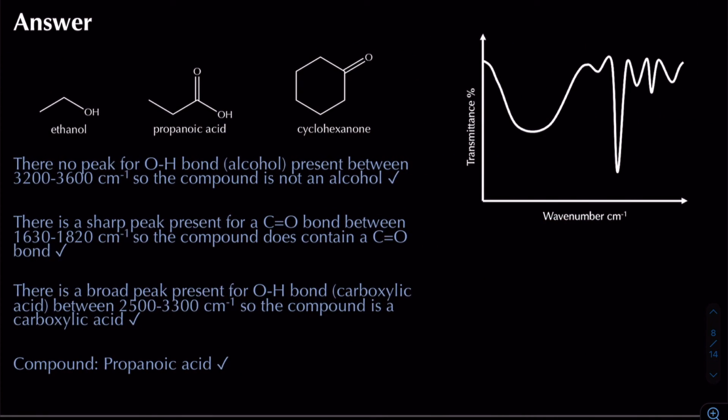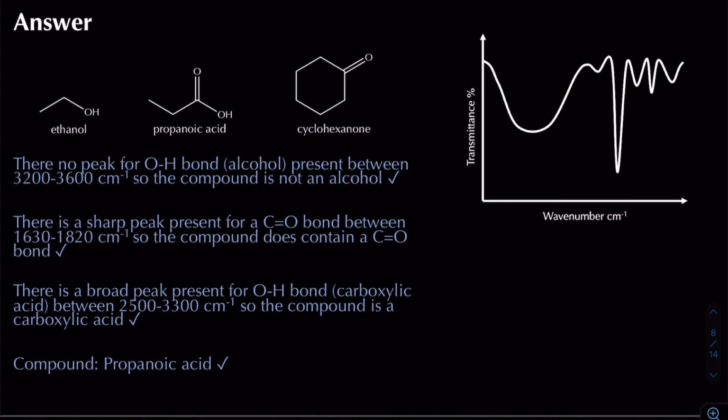Well, we need to say the following: that there is no peak for an OH bond, an alcohol, present between 3,200 to 3,600 centimeters to the -1. So the compound is not going to be an alcohol. There is a sharp peak present for a carbon oxygen double bond between 1630 to 1820 centimeters to the -1. So the compound does actually contain a carbon oxygen double bond.